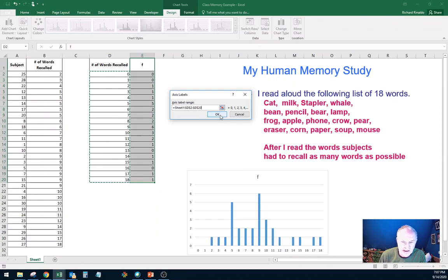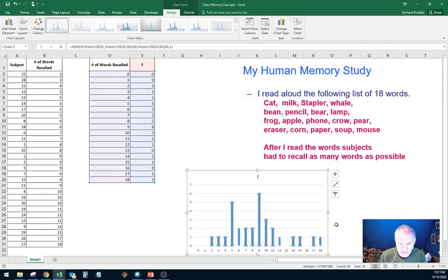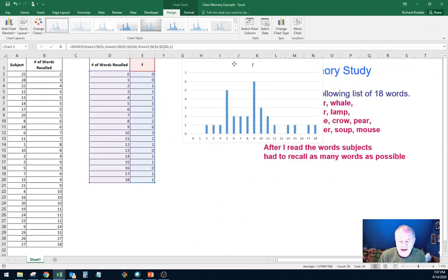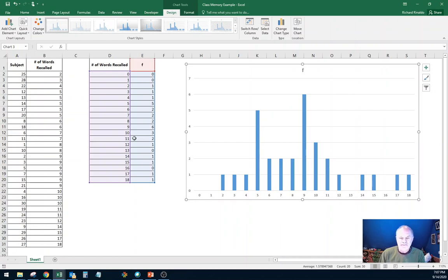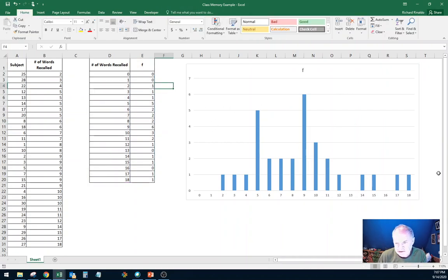So I have to show what the labels are. Okay, so here's my data. Don't worry about the graph. You don't have to worry about it. You're not responsible for that. I just want to demonstrate what it looks like.